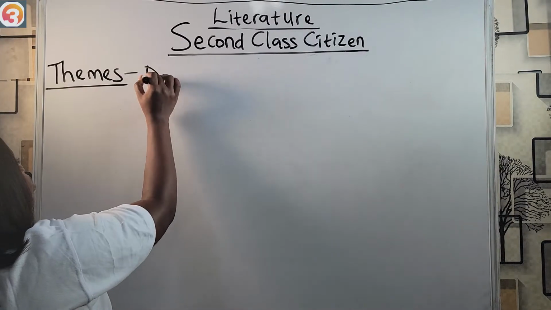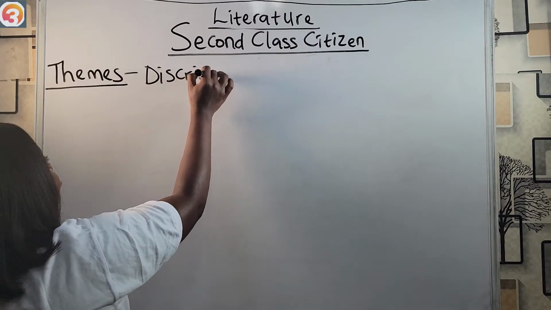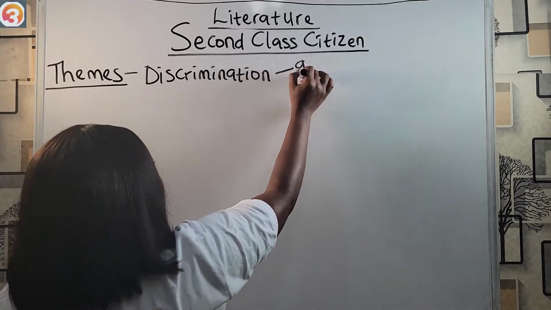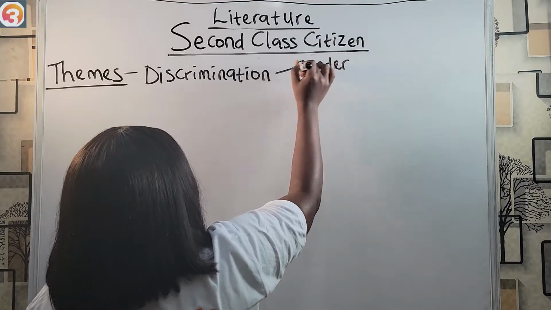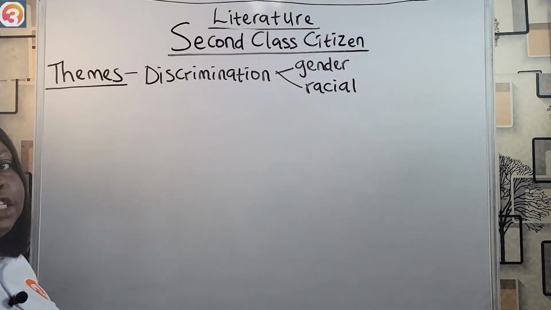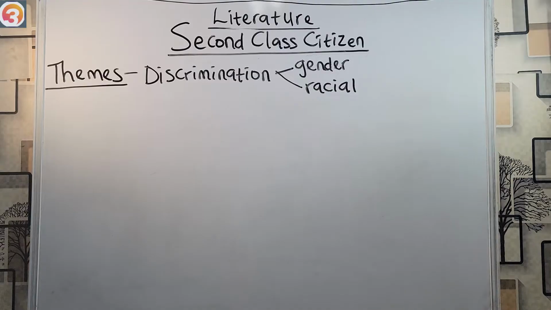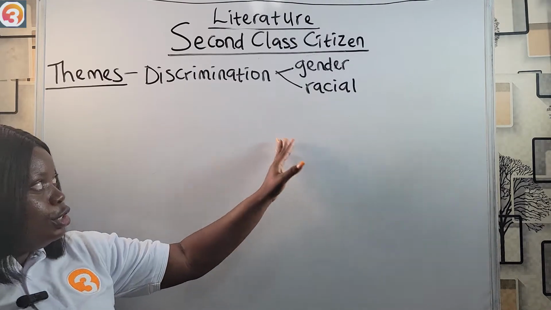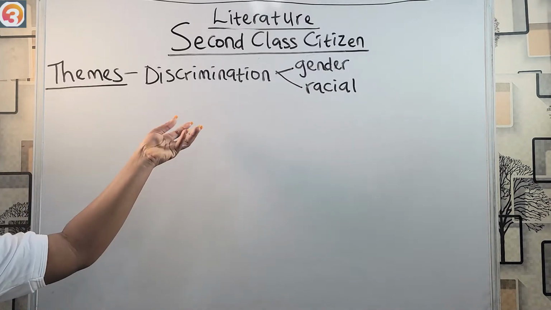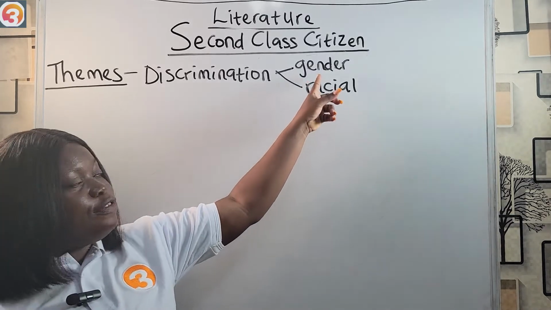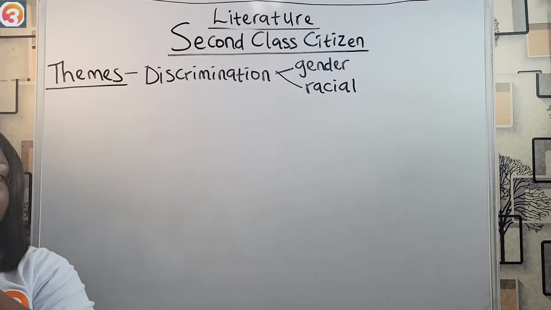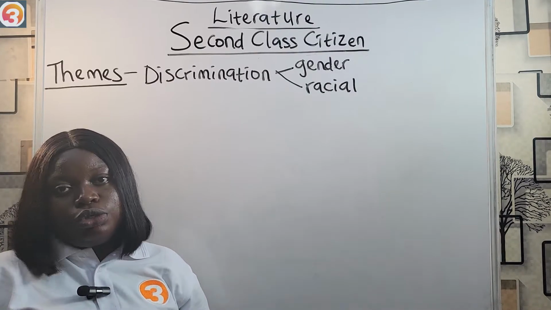First off, we have discrimination, both gender and racial. This is the predominant theme in the work: second class citizen, gender and racial discrimination. First off, you see in Ada's early life, she faced gender discrimination because at that time, the boy child was far superior to the girl child.